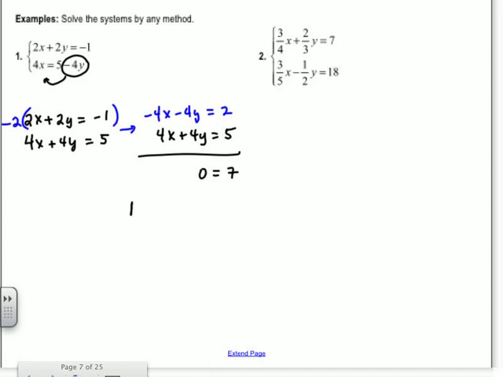Okay, so this is what we would call an inconsistent system. Basically, we have 2 lines, and they never intersect, so my 2 lines are parallel. So my 2 lines would be parallel in that case.